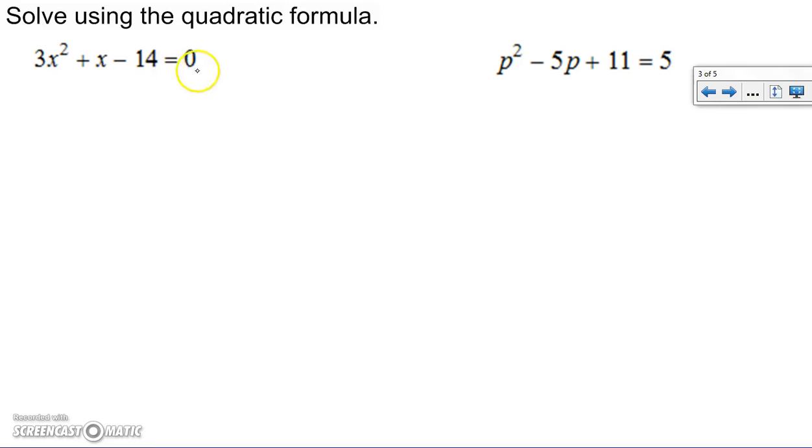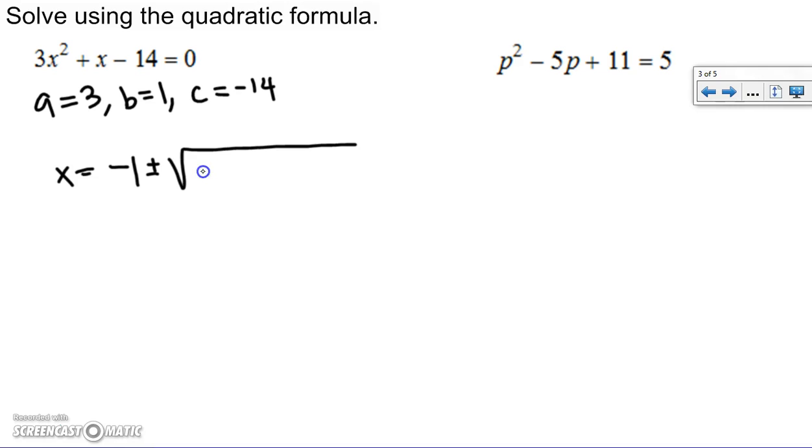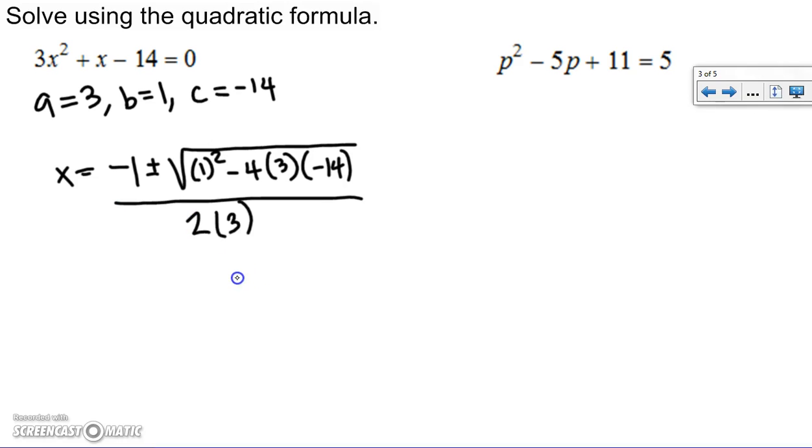So this one is set equal to 0, so I can already identify my a, b, and c. A is 3, b is 1, c is negative 14. So going to my formula, x equals the opposite of b, so that's negative 1, plus or minus the square root of b squared, 1 squared, minus 4 times a, which is 3, times c, which is negative 14, all over 2 times a, which is 3.